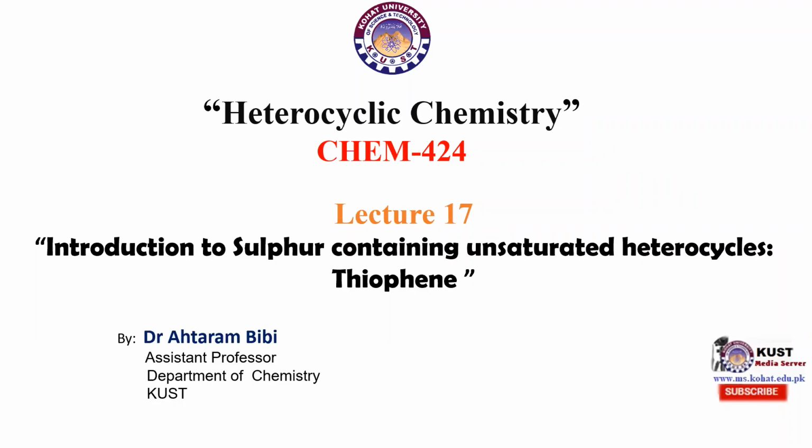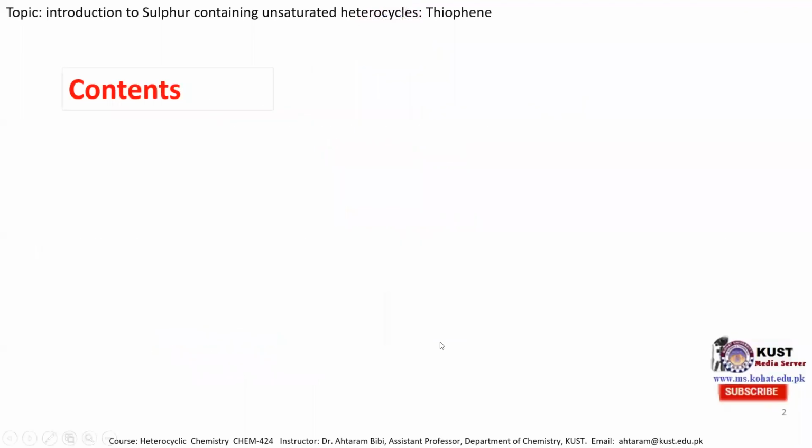Today I will discuss the sulfur-containing unsaturated heterocycles and will specifically talk about the five-membered unsaturated sulfur heterocycle thiophene. Contents of today's lecture include sulfur-containing unsaturated heterocycles, in which I will discuss the 3-membered, 4-membered, 5-membered, as well as 6-membered sulfur-containing unsaturated heterocycles.